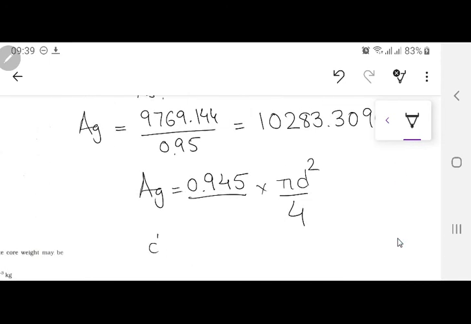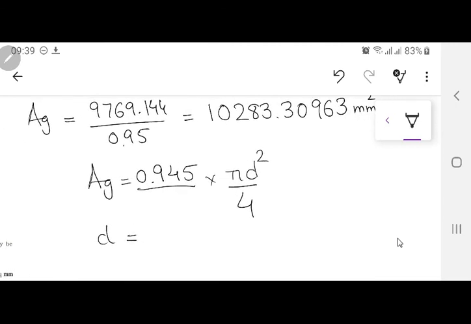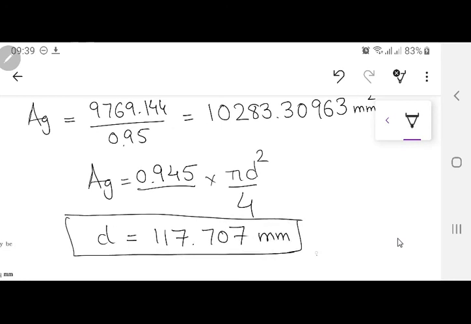Please give me the value of D from here. You have AG already. 117.707 mm. Please, anyone else also verify this one.